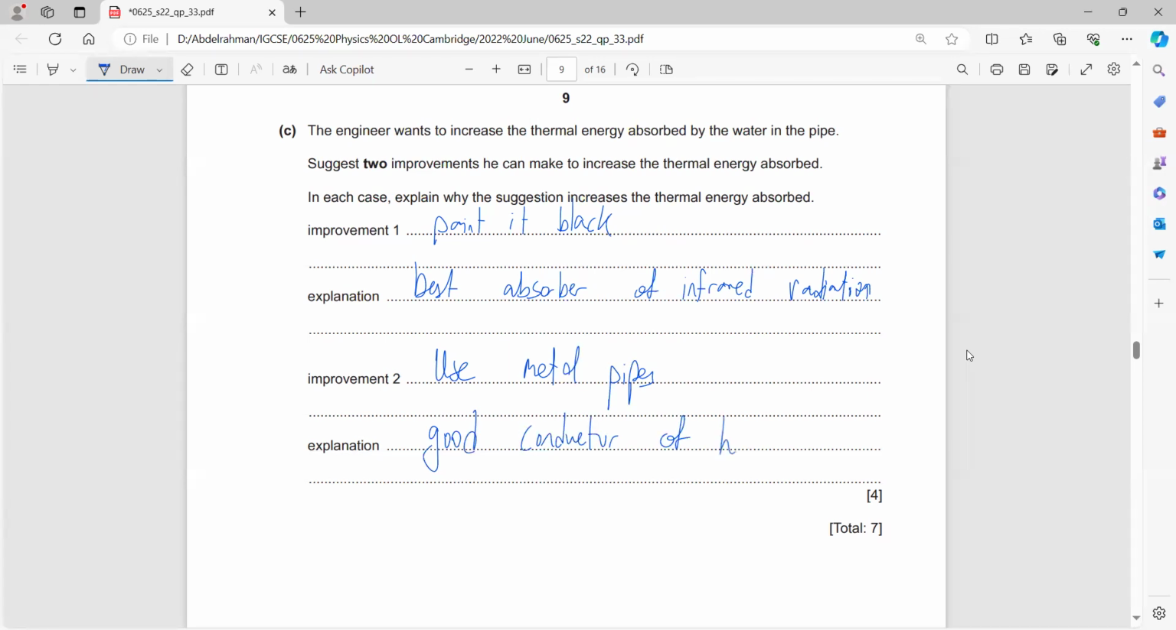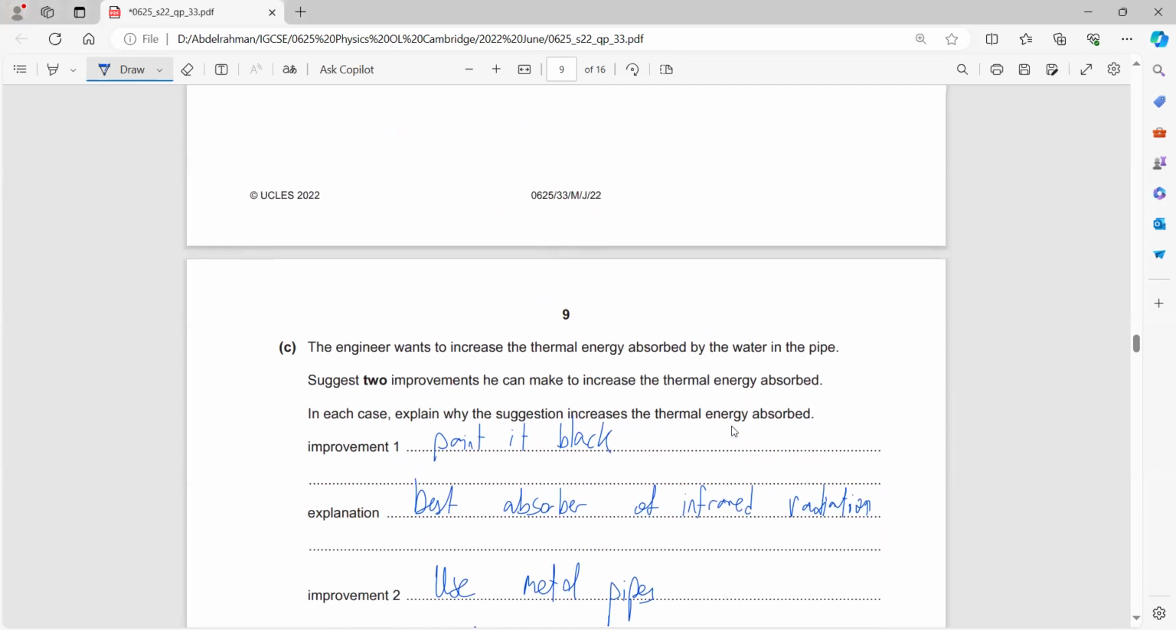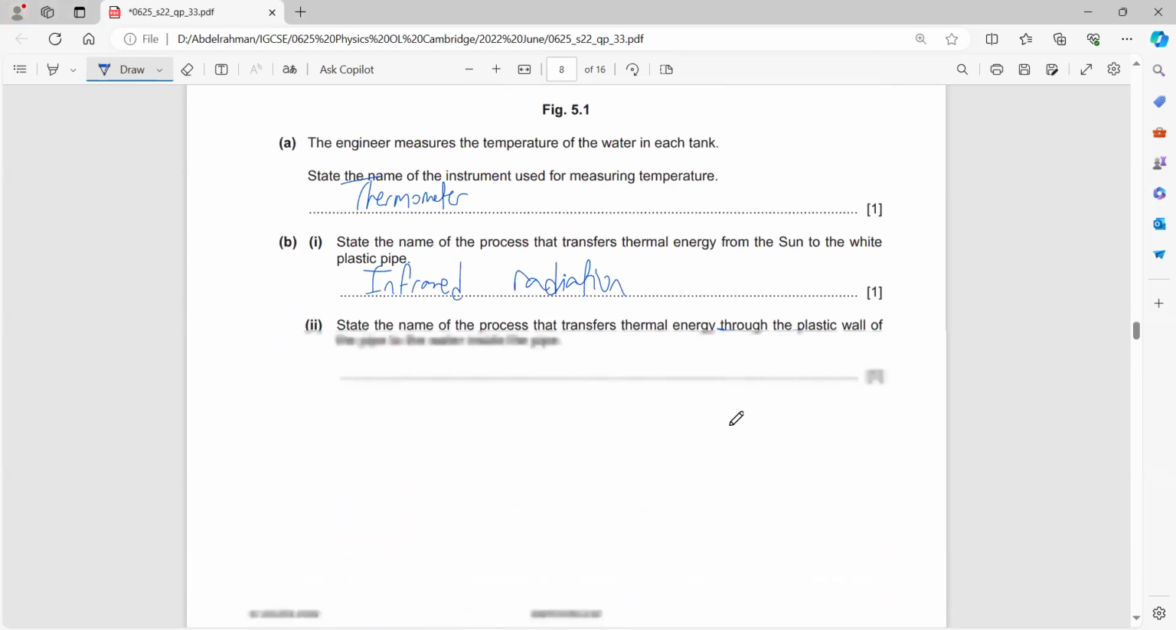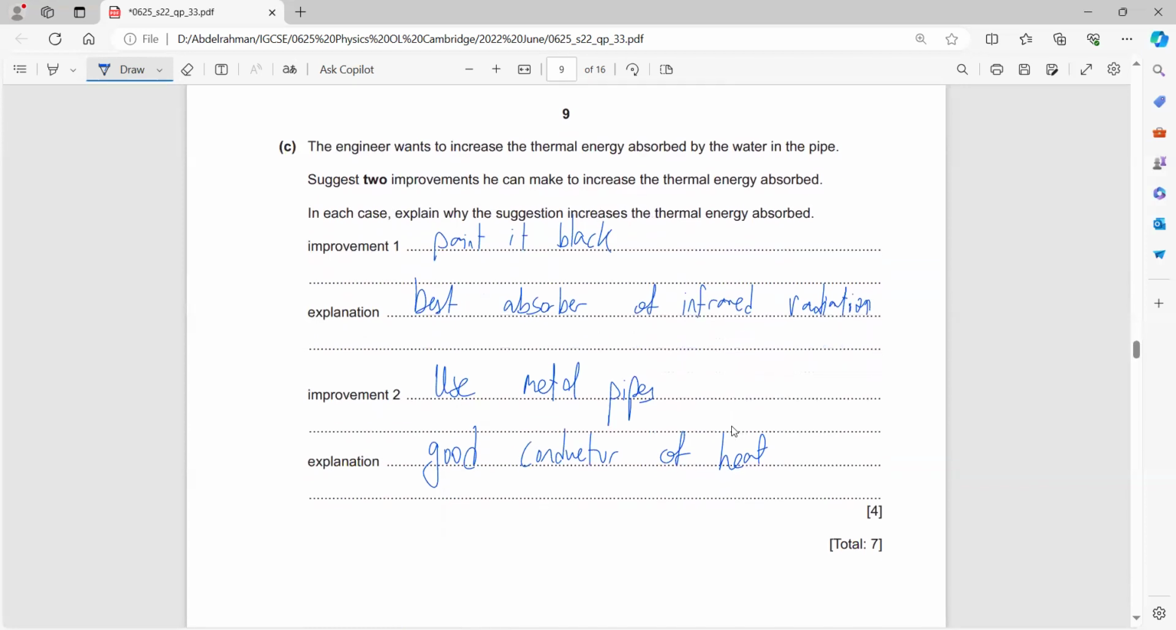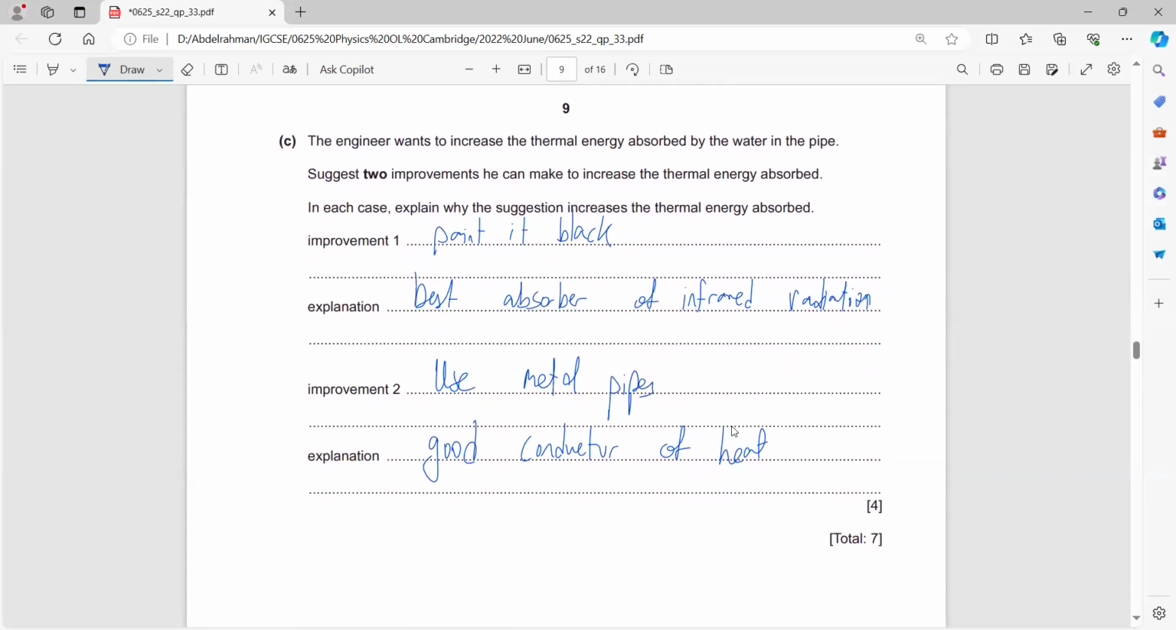What if I said to put something shiny to reflect the infrared radiation, right? Okay. If you say shiny to reflect the infrared radiation, it's okay. But be careful, we don't want to write answers that might be right and might be wrong. We need to write down answers that we know 100% will be right.